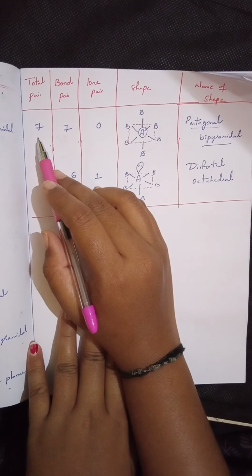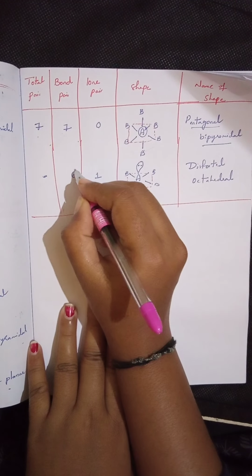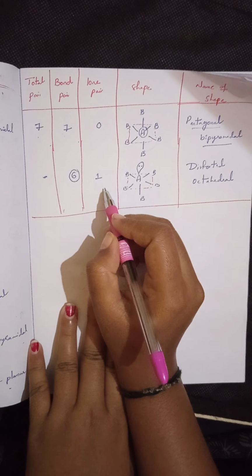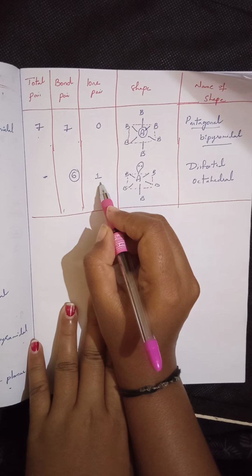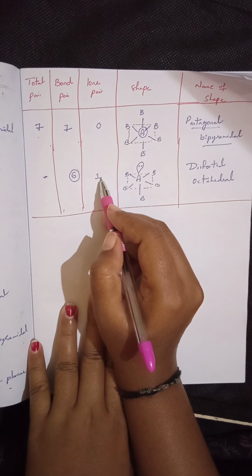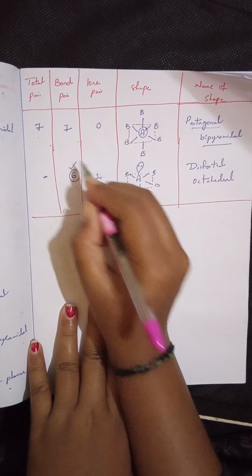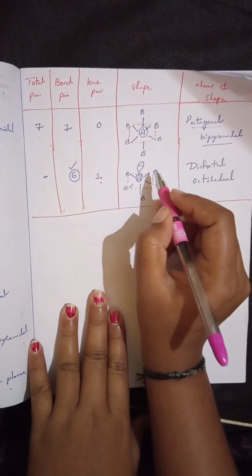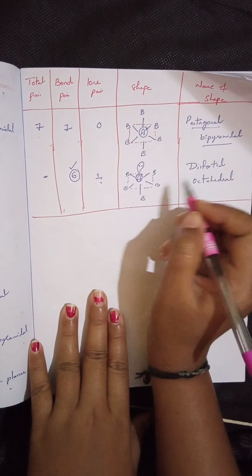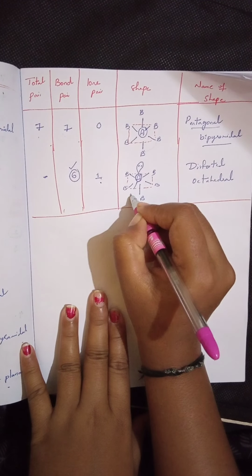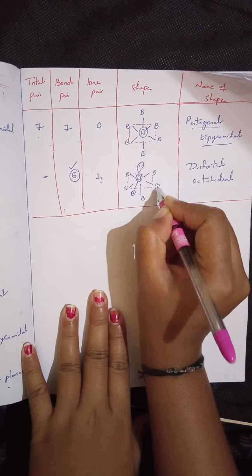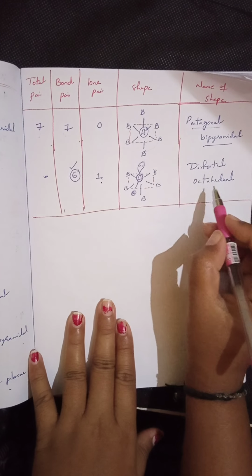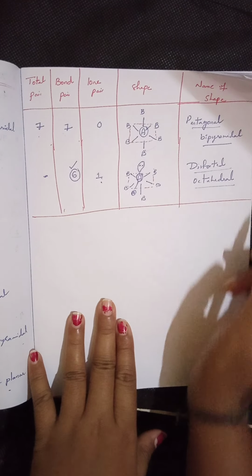With the same total of 7 pairs of electrons, in some cases only 6 are involved in bond formation and only one acts as a lone pair of electrons. The 6 bond pairs indicate that around the central atom 6 atoms are present: 1, 2, 3, 4, 5, 6. And one acts as a lone pair of electrons. Then the shape of the molecule is said to be distorted octahedral.